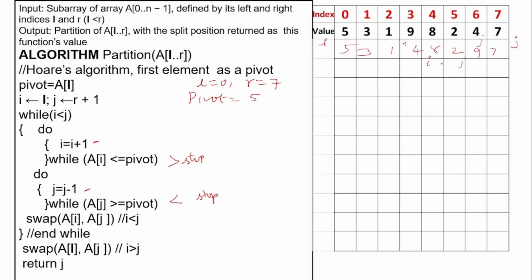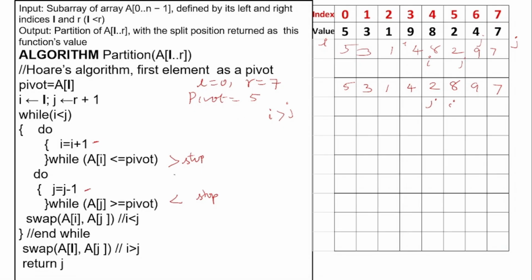I and J. Next, you have to interchange this ith element and jth element. So here 2, here 8, 9, 7, 4, 1, 3. Okay, so now I is incremented. 8 is compared with 5. 8 is greater than 5, so stop. J is decremented. So 2 is less than 5, so stop. But here I crosses J. So now the value of I is greater than J.